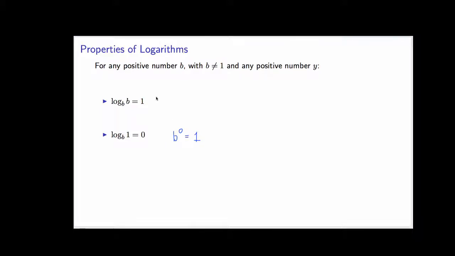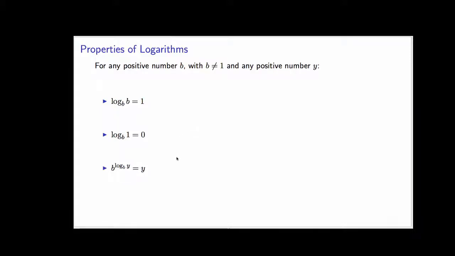So far the two properties that we have are log base b of b is equal to 1 and log base b of 1 is equal to 0, and we were able to see why these properties are true by looking at the corresponding exponential equations. Our next property is that b to the log base b of y is equal to y.